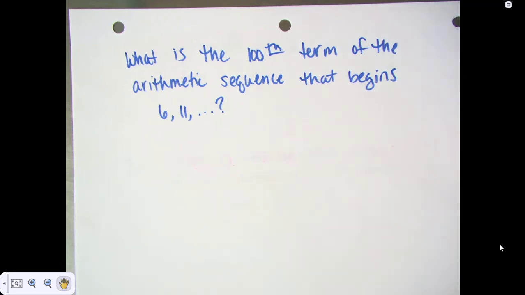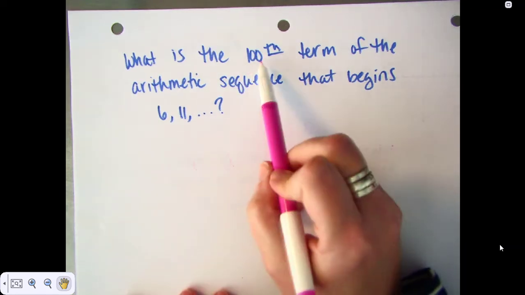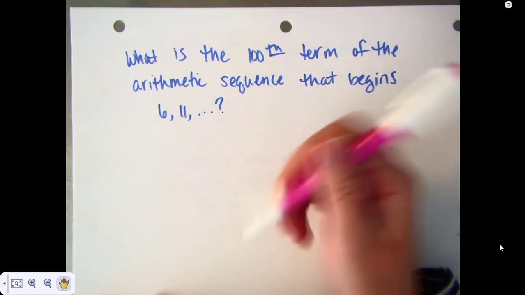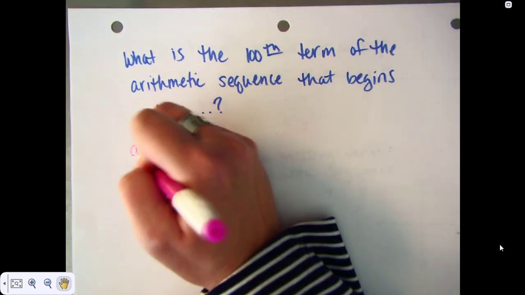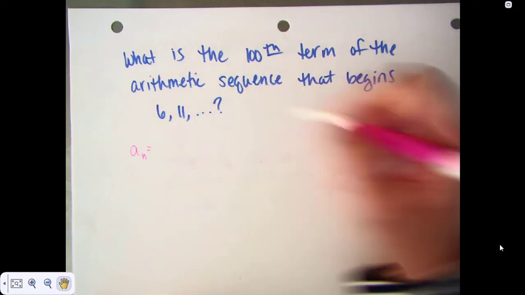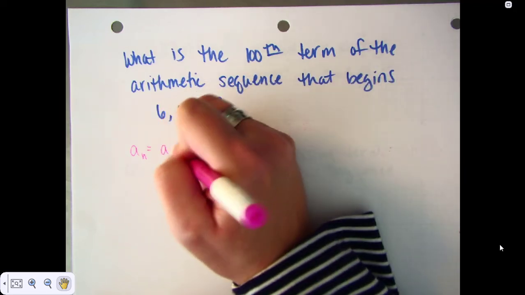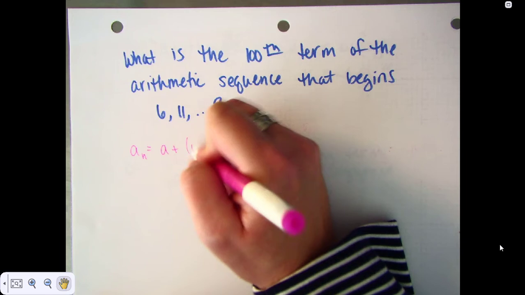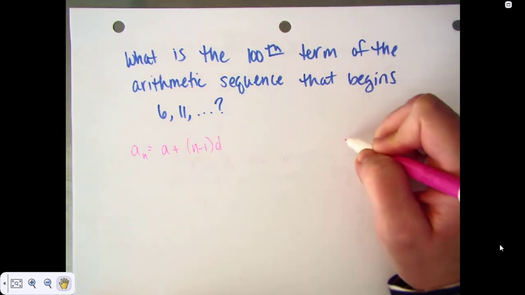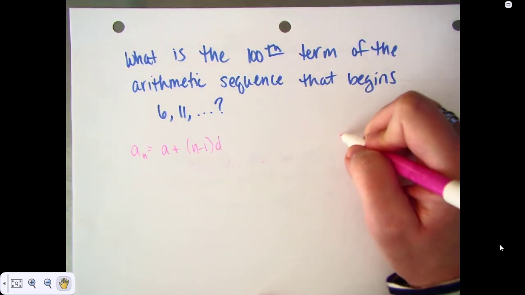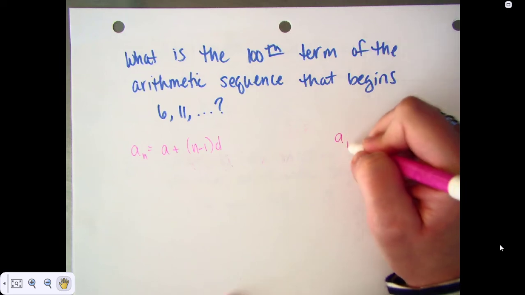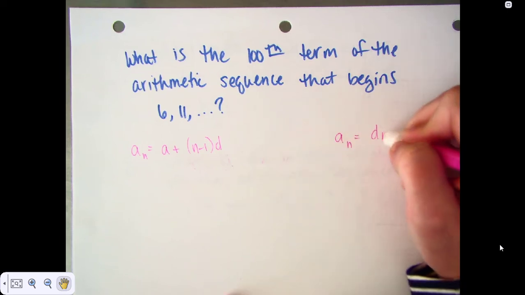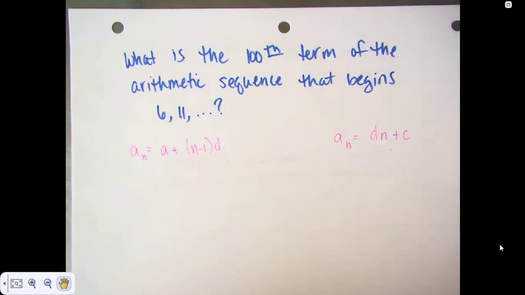Okay. So we're going to find the 100th term of the arithmetic sequence that begins with 6 and 11. We are told that it is arithmetic, so we're going to believe that it is arithmetic and just follow the process. Now, you've got two options. The formula that I gave you looks like this. And when I did it for you on the very first example, where I didn't give you a formula, I just said, here, let's figure it out, it looked like this. And either way, you're going to get the same answer.